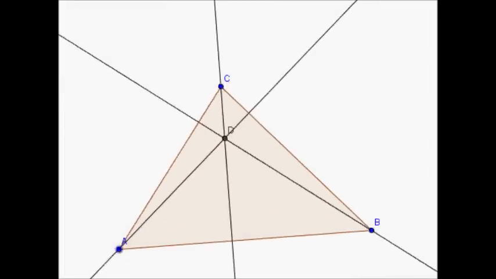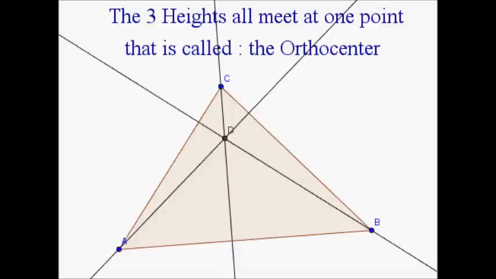Conclusion: in a triangle, the three heights all meet at one point, and this point is called the orthocenter.